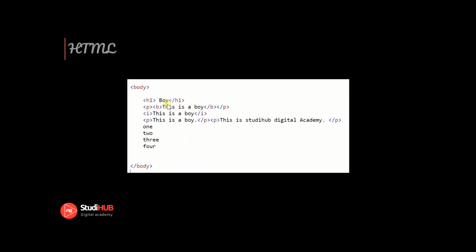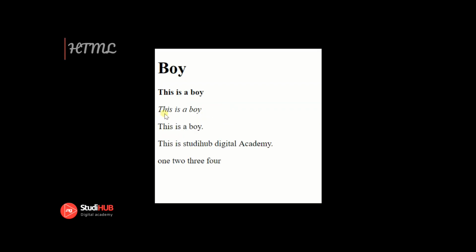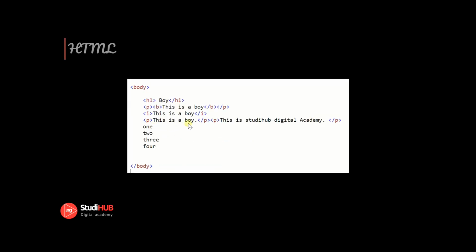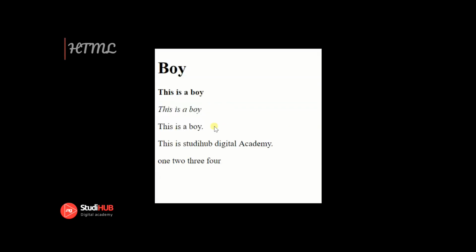Now we have a new paragraph, a new tag also, an italicized tag, and this is a boy, is in italic, is slanted. We also notice that this is a boy and this is Studihub Digital Academy are no longer on the same straight line, because you specified that they should be on separate paragraphs. So this is a boy with full stop, and this is Studihub Digital Academy on separate paragraphs.